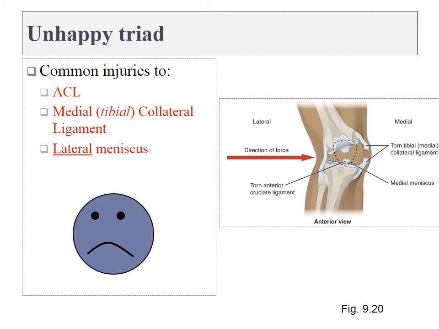The three most commonly injured structures in the knee are the anterior cruciate ligament, the medial collateral ligament, and the lateral meniscus. It's this last one that your textbook may or may not agree with, depending on how old it is. The unhappy triad technically does not include the lateral meniscus, and that's a historical term. But based off of more modern research, these are the three structures that most frequently get injured in the knee.